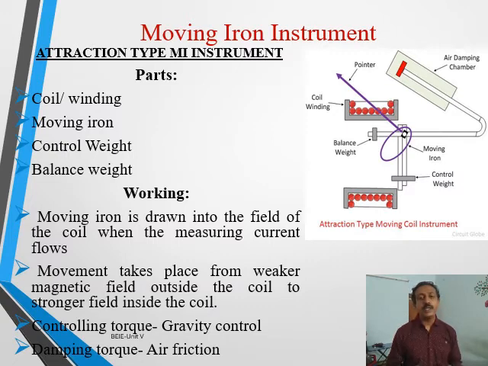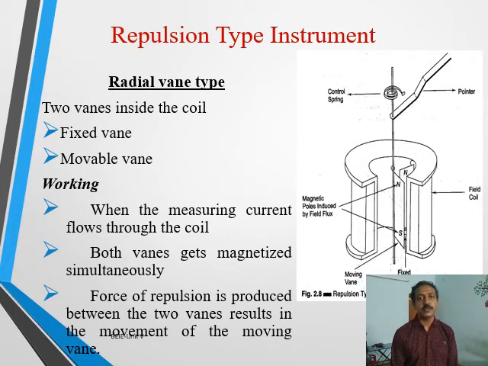I have told you there are three types of torque. The deflecting torque is required to move the pointer from the zero towards the reading. Next is the controlling torque, that is to stop the pointer at the particular reading. In this attraction type instrument, it is provided by means of gravity control. Then the damping torque is provided to stop the oscillations, and here we are using an air friction damping system to avoid the oscillations.